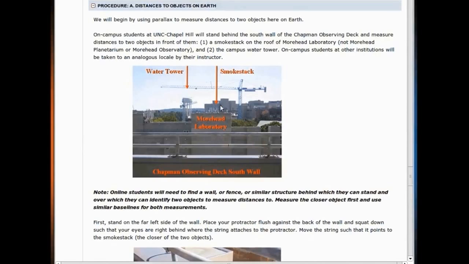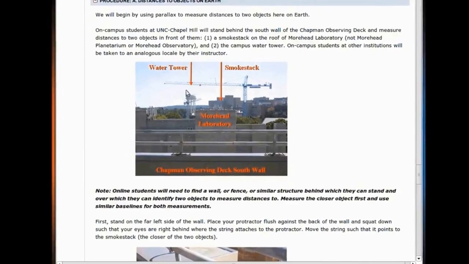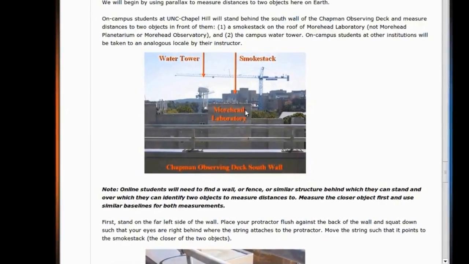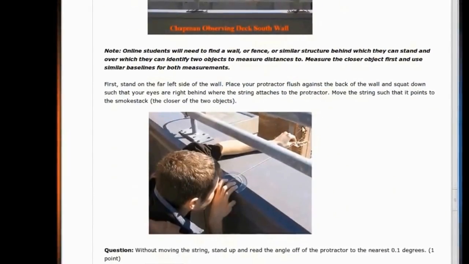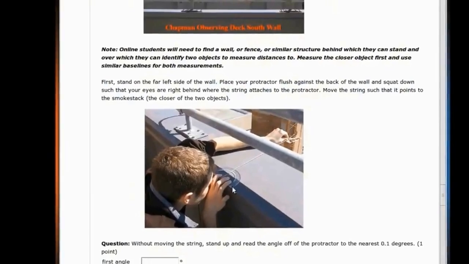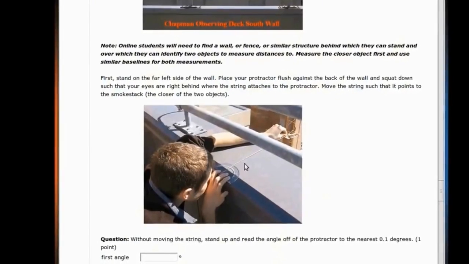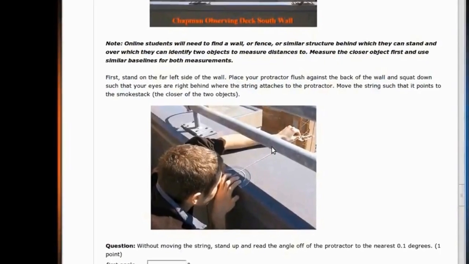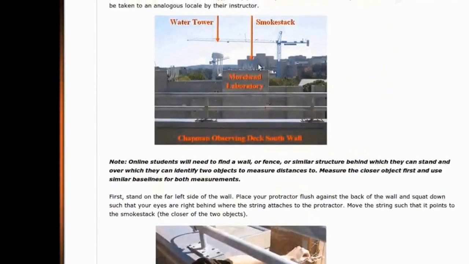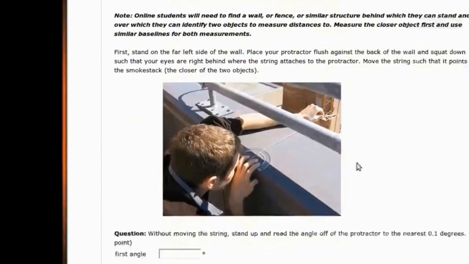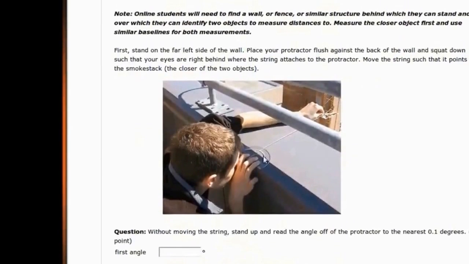And we're going to look at some objects. The first one we're going to look at are some smokestacks on the building across the way. The second one we're going to look at is the water tower off in the distance. So what we can do is take our protractor, and we can line it up with the edge of the wall so it's nice and flush, so we always keep it repeatable. And we can point the string toward the object, toward either the smokestacks or toward the water tower, and we can read off an angle on this protractor.